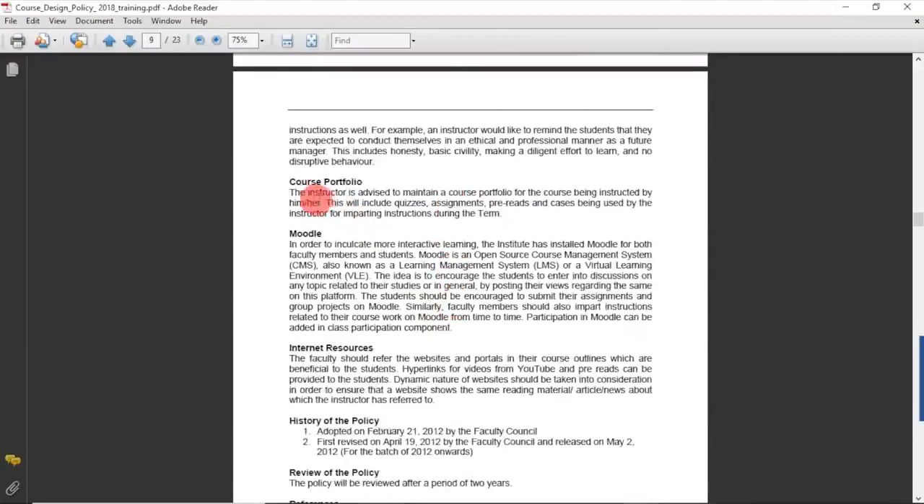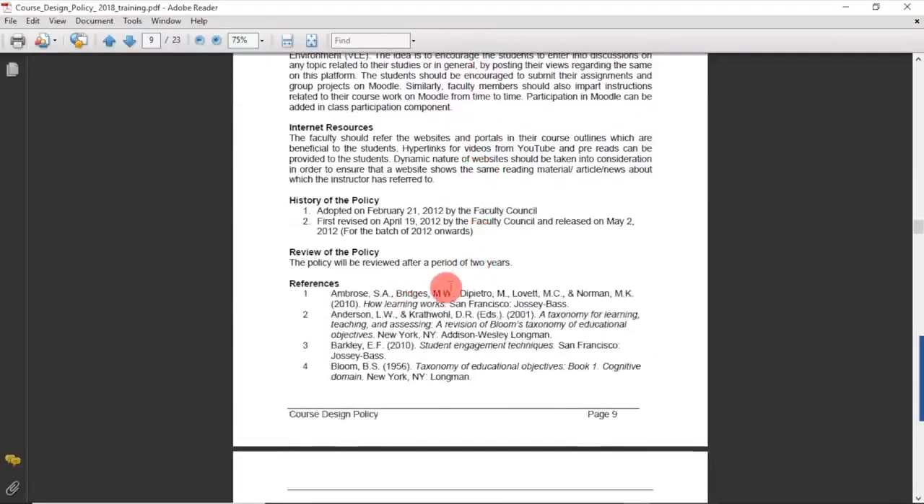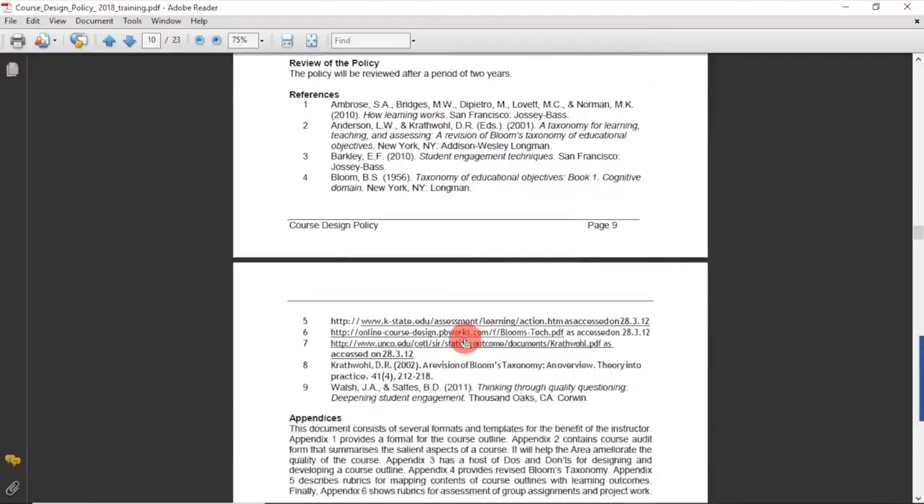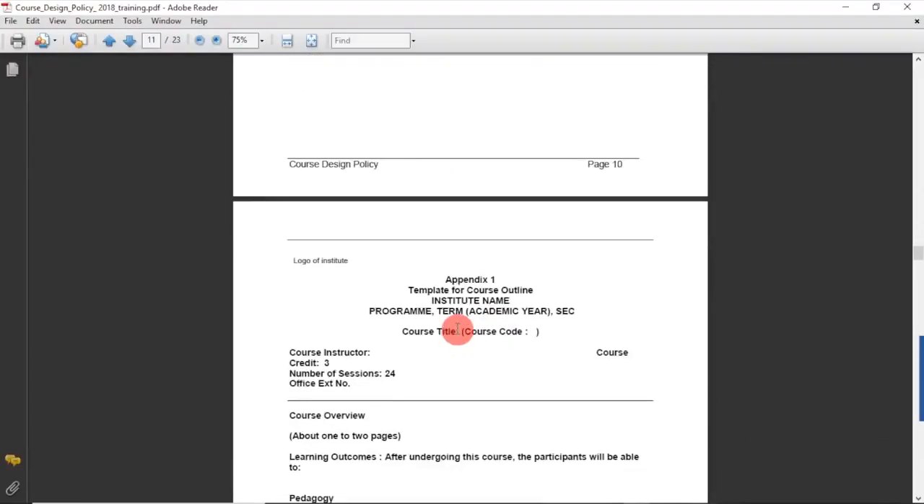Now you are going to discuss different things which you are going to do when you implement this course. So these are the references which we use to develop this course. Now let us focus on the appendices, because this is going to become the basis of our discussion for point number 2.